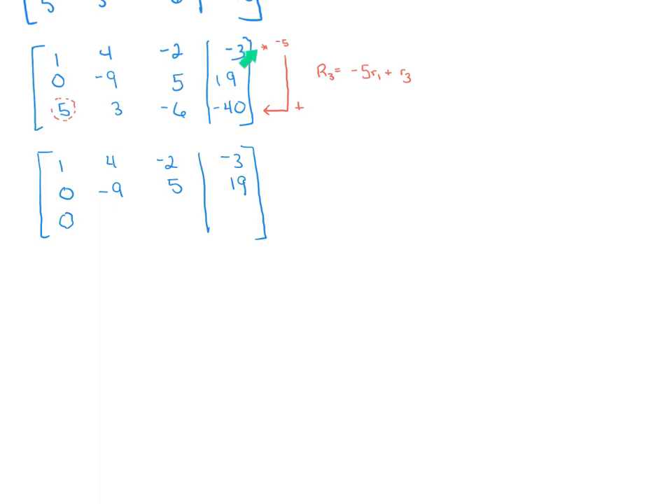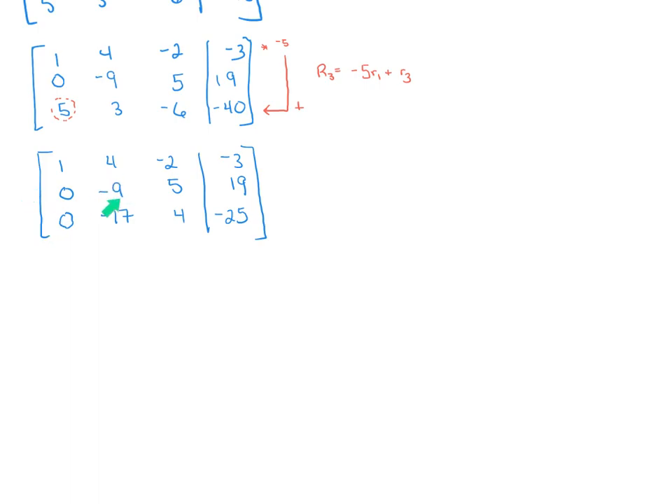Now 4 times -5 is -20 plus 3 is -17. -2 times -5 is 10 plus -6 will be 4. -3 times -5 is 15 plus -40. So 15 minus 40 is -25. So we have our 1 and the zeros below it. Now let's move to the next row.